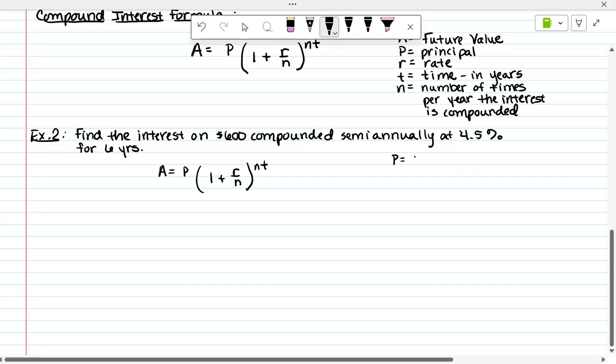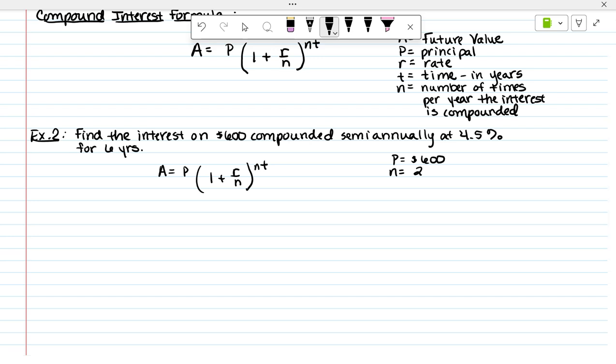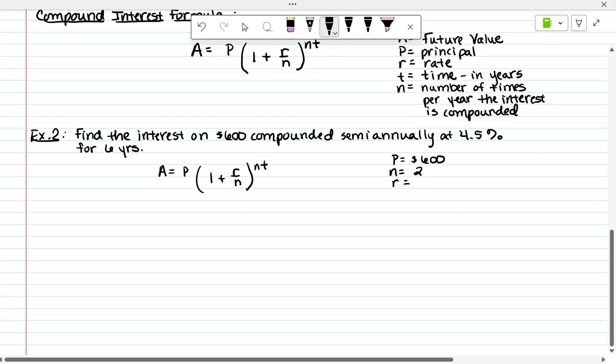It says find the interest on $600. So my principal is $600, right? Compounded semi-annually. That semi-annually tells me what my N is. What's my N going to be? 2. We wrote that down up at the top, that if we use the word semi-annually, that does mean 2. At 4.5%, so R, expressed as a decimal, is what? 0.045. Okay, and time is 6.